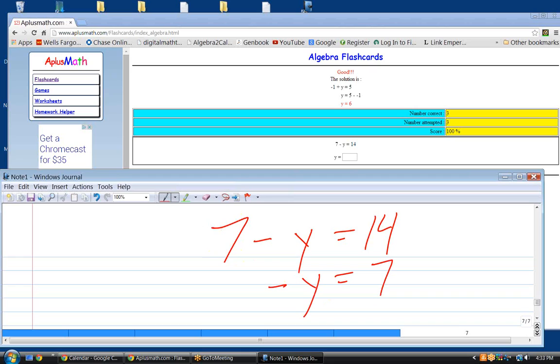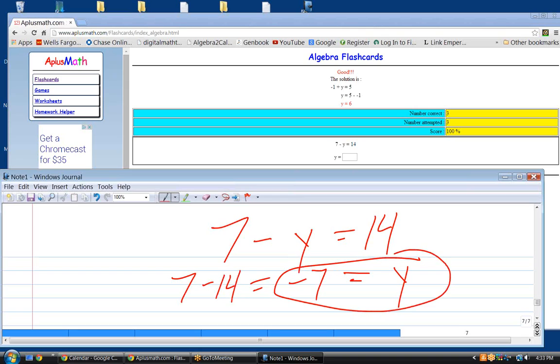It's -7? Yeah. But notice that there's really a way to do this. I could move the y to the right side, turning it positive, and move the 14 to the left side, so I'd have 7 minus 14 equals minus 7. So I can get it in one step. I guess the other is one step also.